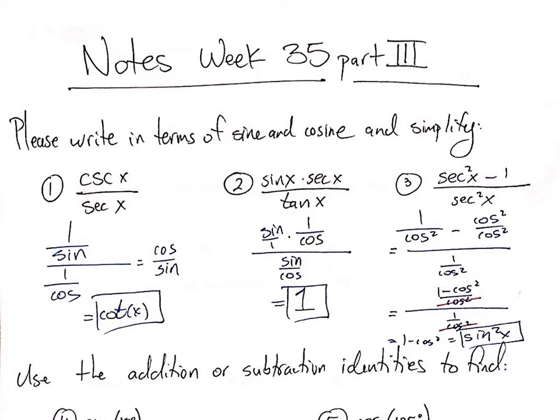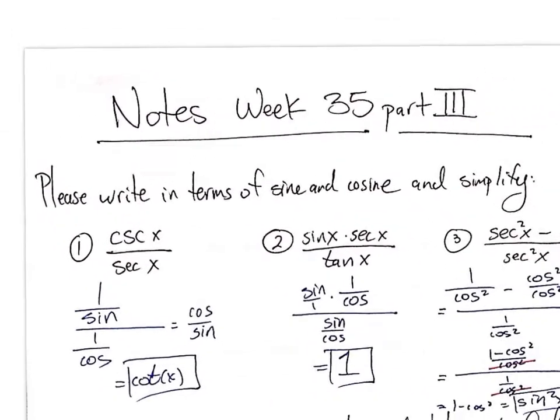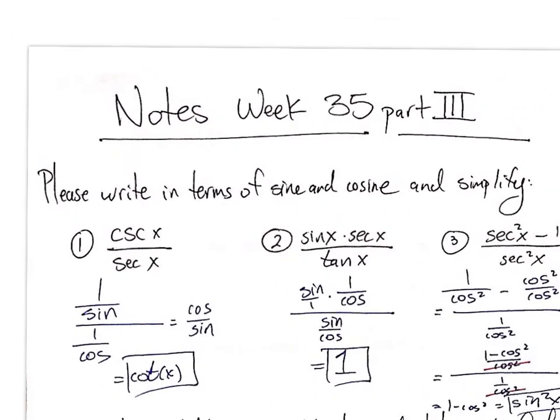All right, week 35, part 3. So, this is some trig identity stuff. First type of question says, please write in terms of sine and cosine and simplify.